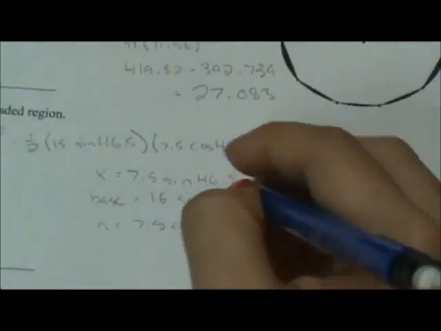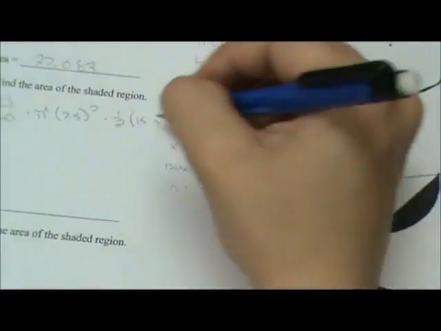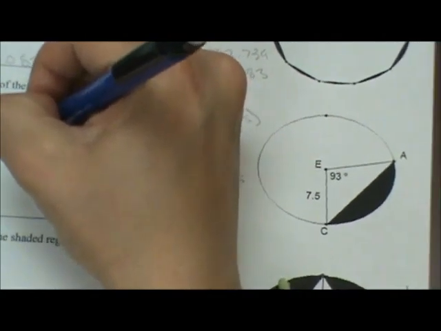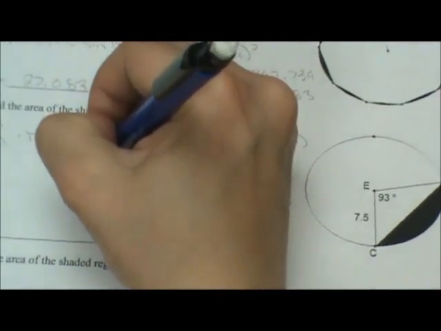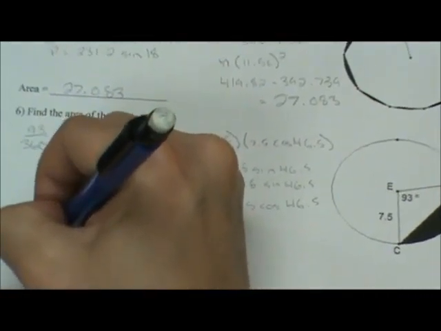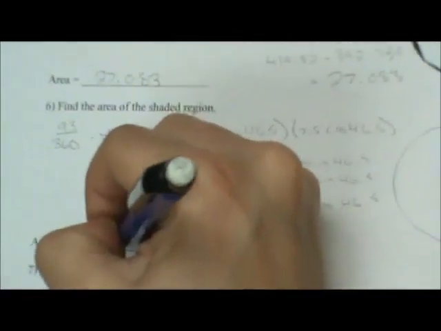So then we just plug those values in. It's going to be half of the 15 sine and then the 7.5 cosine. So it's going to be the area of the sector minus that, and that's going to have an approximate value of 17.5648. And then we write that down.